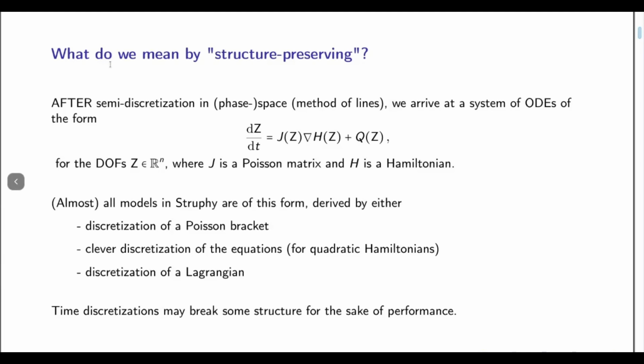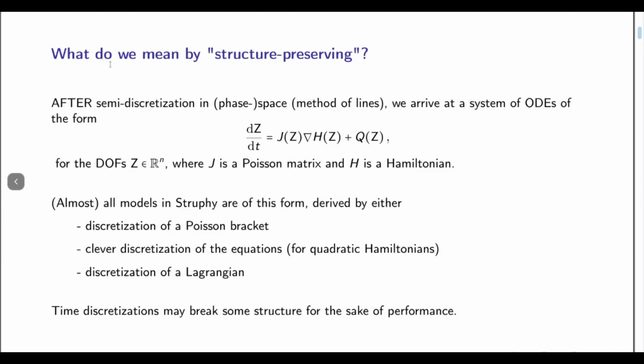So you have this J dot grad H term, which constitutes the Hamiltonian character of the system, and then you have a Q term, which can account for dissipation and other mechanisms. But this Hamiltonian structure is, I would say, found in many plasma models. Many models that you know very well and maybe already use have this Hamiltonian structure. And in Struphy, we make it a dedicated aim to preserve this structure also on the discrete level. This leads to more robust and more stable schemes, as we see in practice, especially for long-time nonlinear simulations.